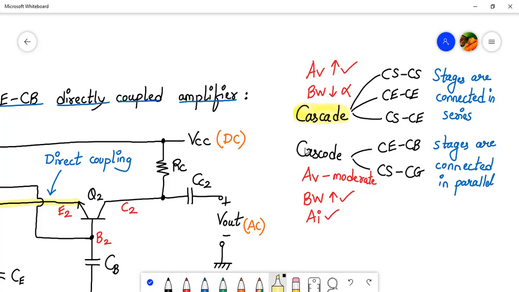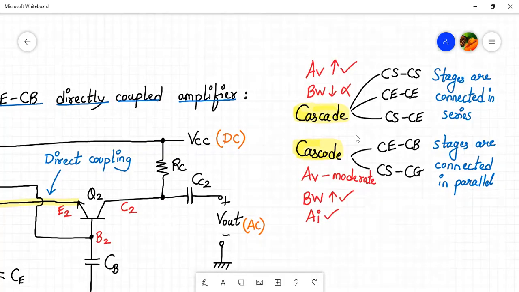Later on, unfortunately we don't have the high frequency response of a cascode amplifier yet, or else we would have proved this point that the bandwidth is very, very high. And it has different applications as compared to the cascade amplifier. So we'll see that when we complete the MOSFET based common source, common gate cascode amplifier. After that, we'll see a few applications where we can use a cascode amplifier instead of a cascade amplifier. So that was the quick difference between the cascade and cascode.